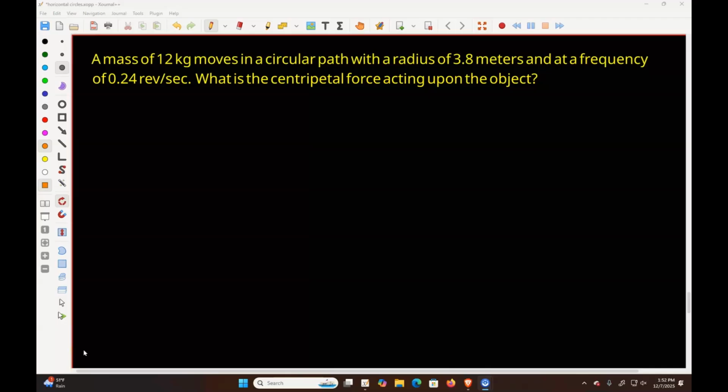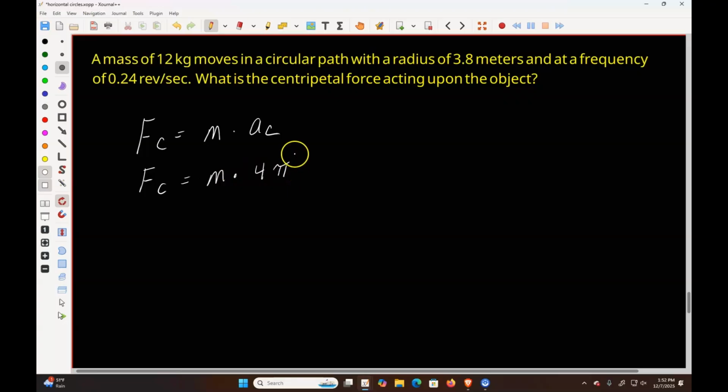In this problem, I have a 12 kilogram object moving in a circular path with a radius of 3.8 meters and a frequency of 0.24 revolutions per second. And we're looking for what is the centripetal force. So I know that the centripetal force is equal to the mass times the centripetal acceleration. Since we're given a frequency, I know that centripetal force is equal to the mass times 4 pi squared r frequency squared.